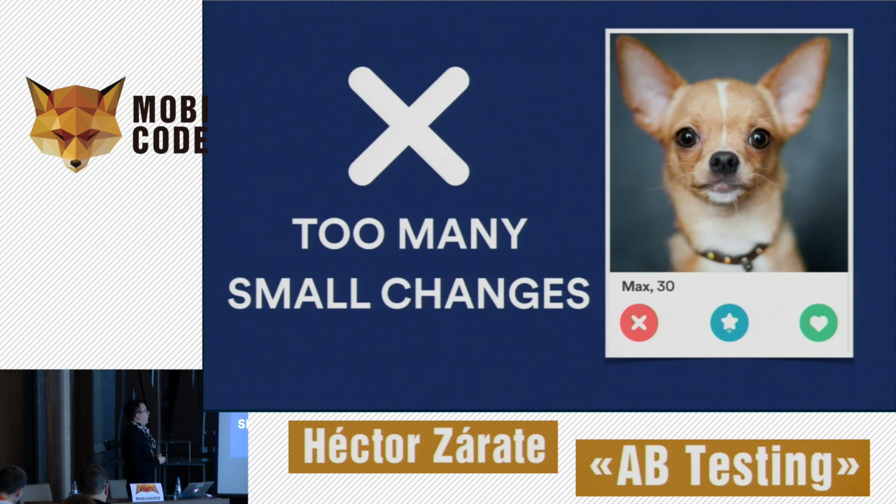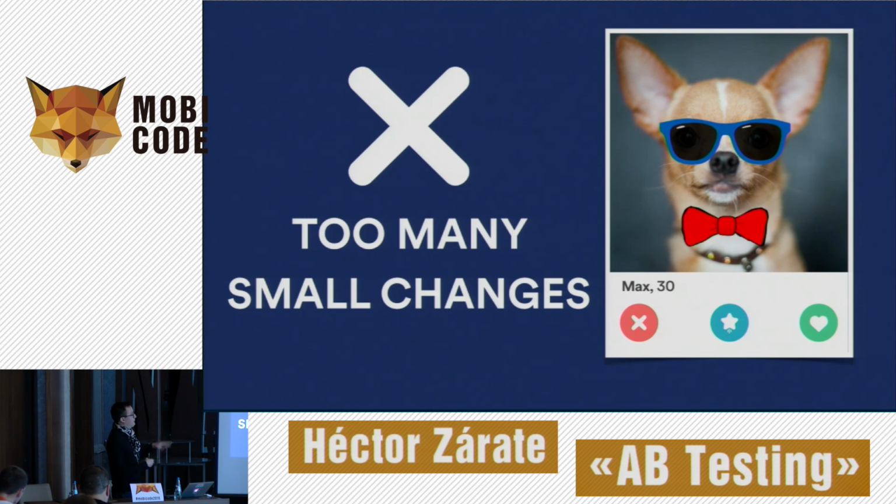Another error I've seen is too many small changes. So you start with the glasses, for example, and then you add something else, and you change one of the titles, and you get carried away with too many changes. And then when you get the results, you are not sure what was actually the reason for your new metrics. Was it this new title? Was it this change here? Was it this one? So stay to a very concise change.